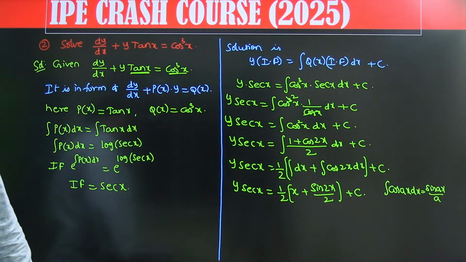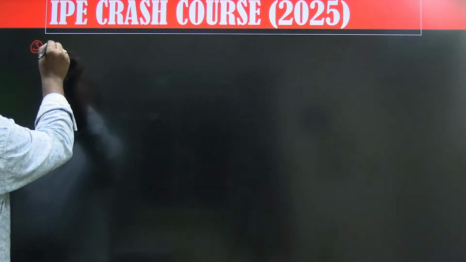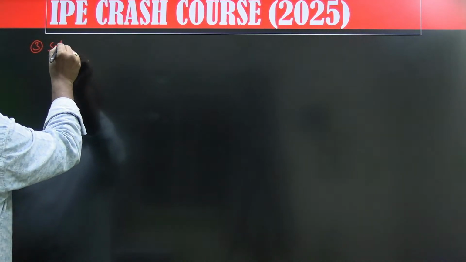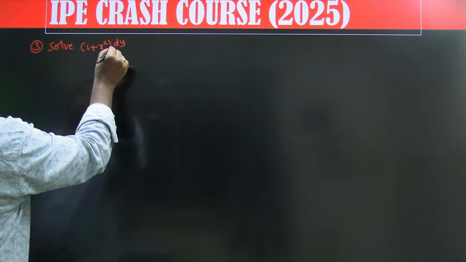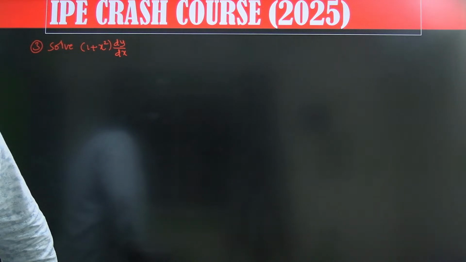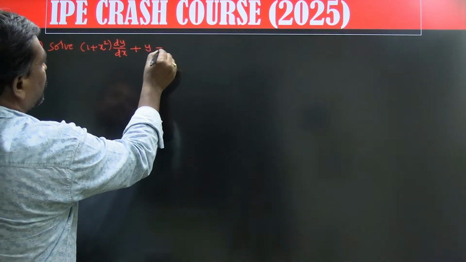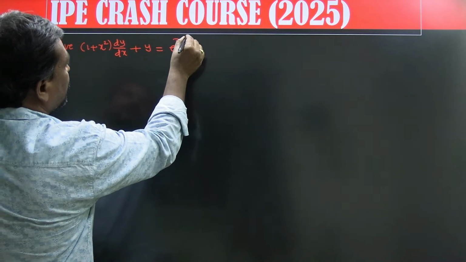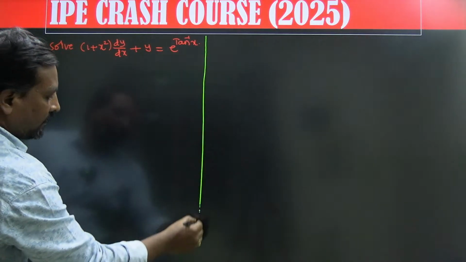One plus x square. Third question. Solve (1 plus x square) into dy by dx plus y is equals to e power tan inverse x.